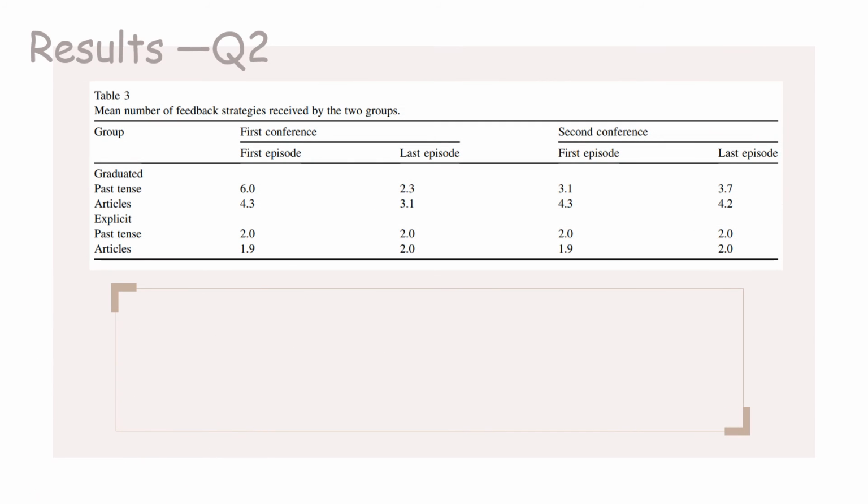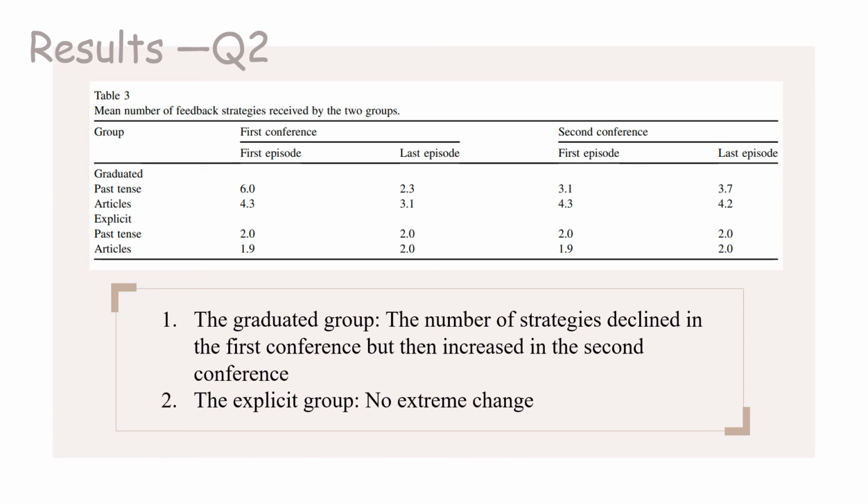The third chart counted the number of strategies that were used, and the result shows that there is a decline for the graduated group in the first conference, but then it increased in the second conference. In contrast to this fluctuation, the explicit group seems to have little change here.